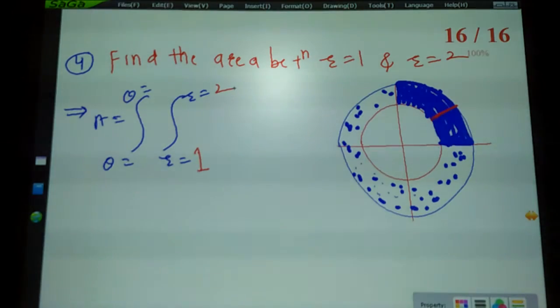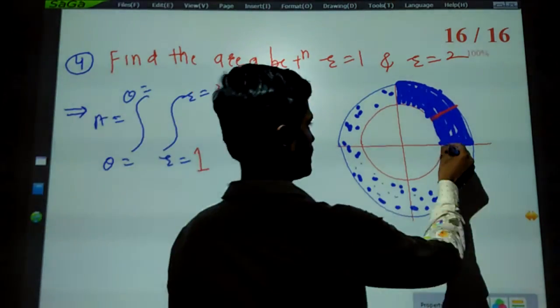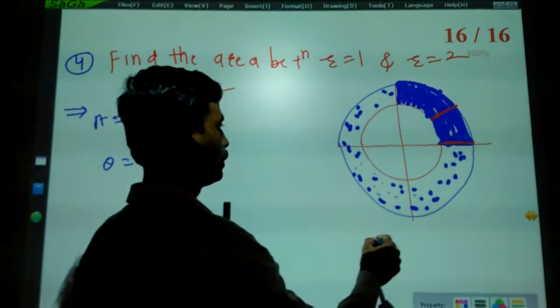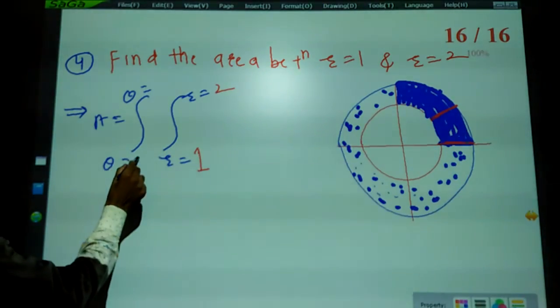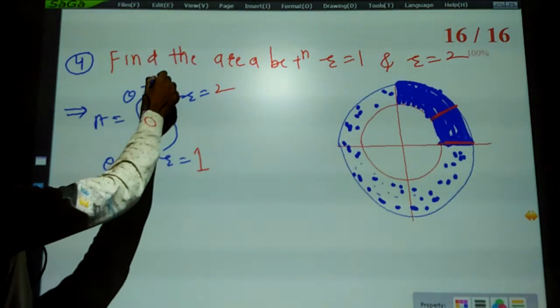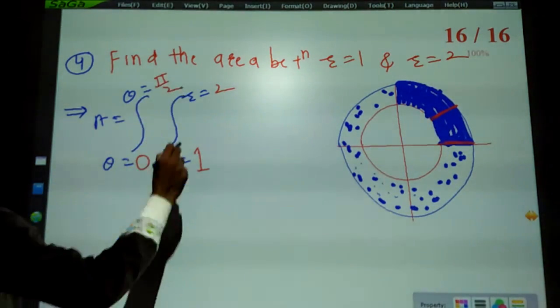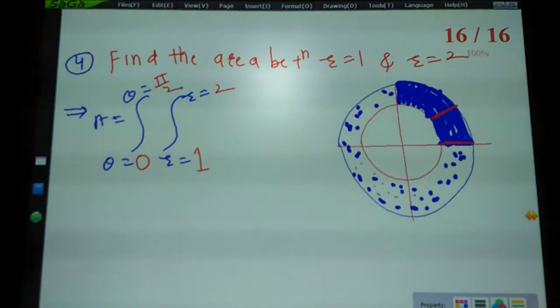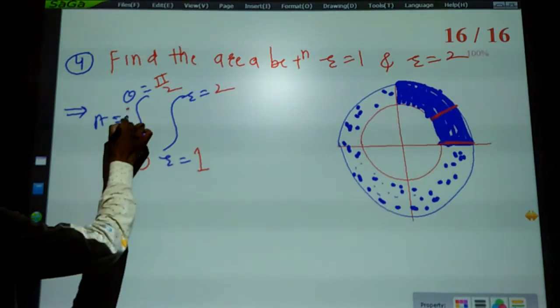And theta is also very simple. Tell me, what is theta? Theta is starting from this x-axis. So theta is equal to lower limit 0, upper limit 5 by 2. And we need the area between two circles. For this we will multiply by 4.